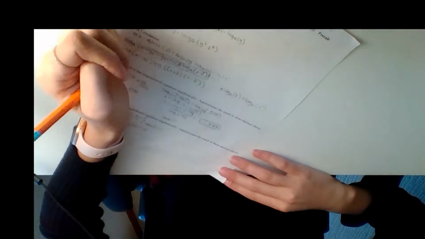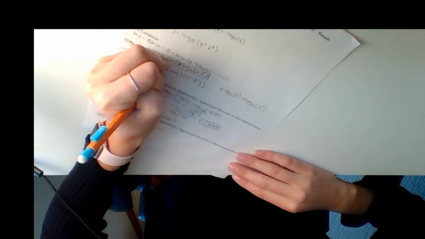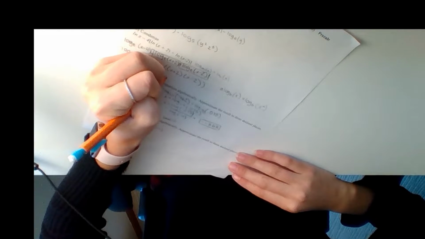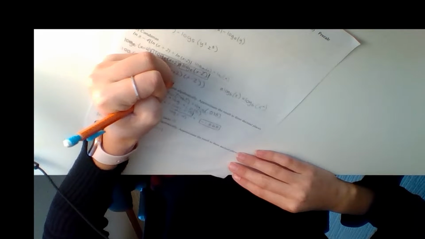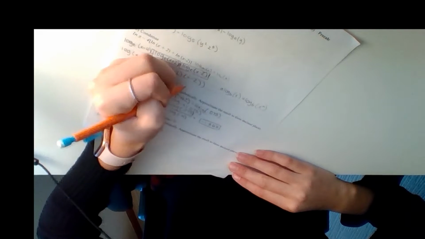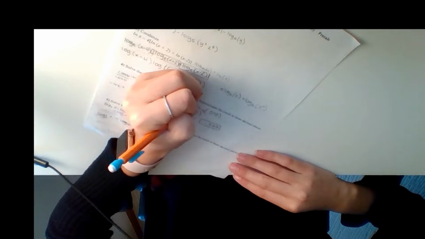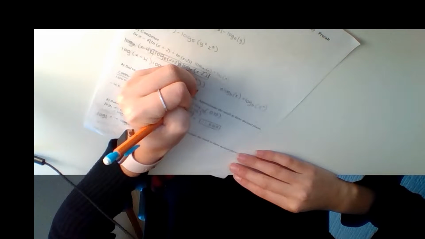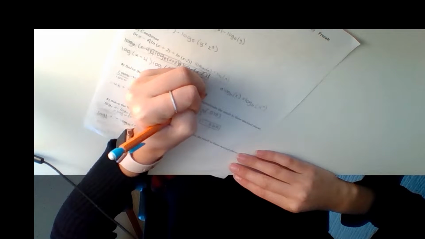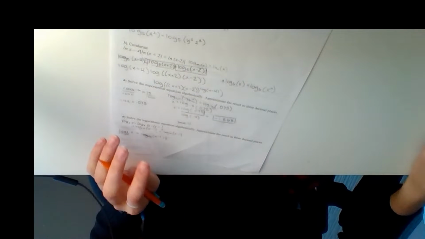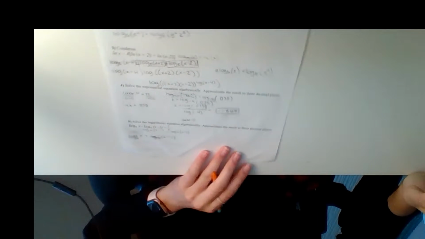So what we're going to get here is log of ((x plus 2)(x minus 2)) to the power of log (x minus 4). So that is your final answer for question number 3.